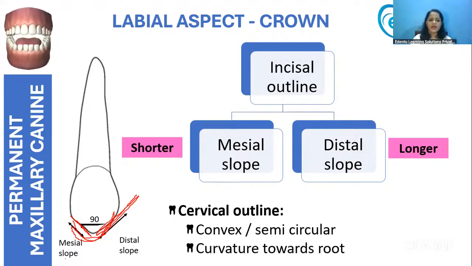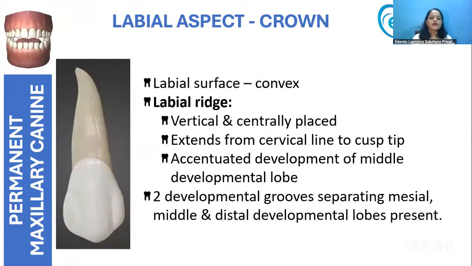Okay. And if you look at the cervical outline, it is convex or semicircular like this, and the curvature is towards the root portion. So this is about the labial aspect of the crown. Now, if you look at the labial surface, how is the surface of the maxillary canine? It is smooth and convex in nature.